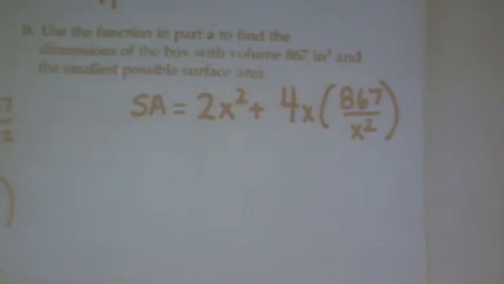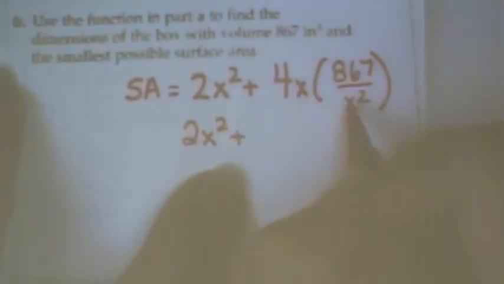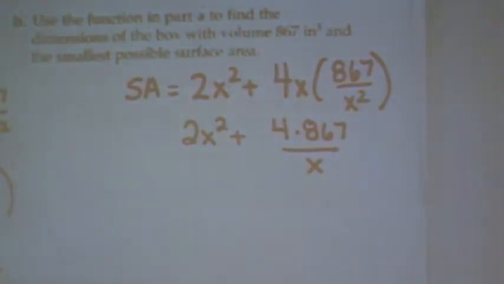What are you going to do now? Anyone? Type it in your calculator. You may want to cancel one of those x's out. You can cancel an x with an x, and it's less typing. So one x here cancels with one x here, and you could actually multiply 4 times 867. You don't have to, but you could do 4 times 867 over x. Okay, if you want to type it that way. So what do you get?